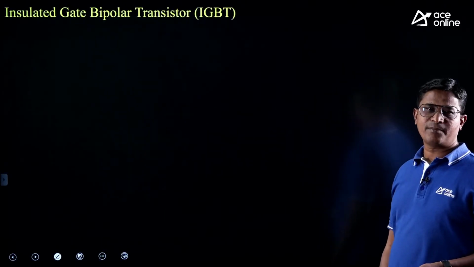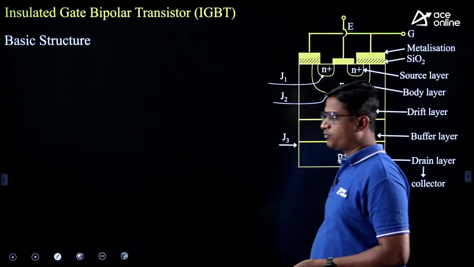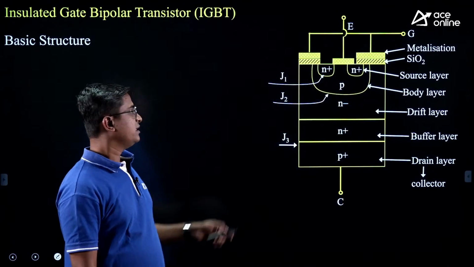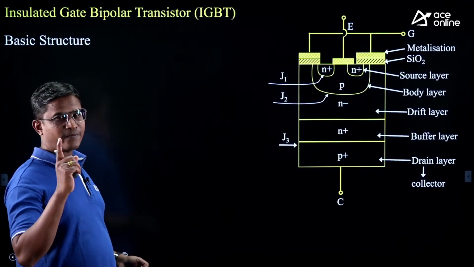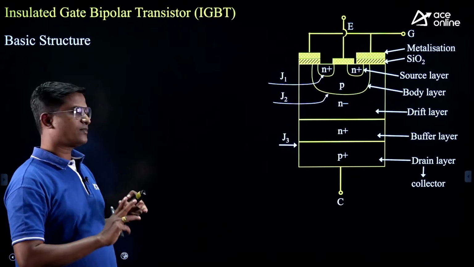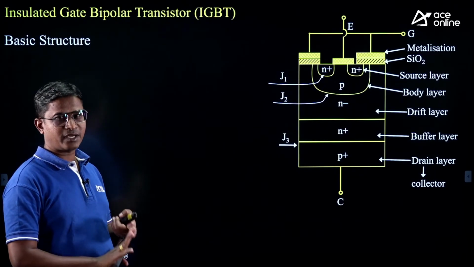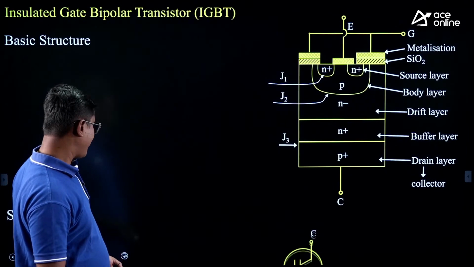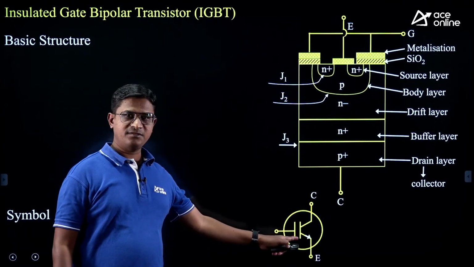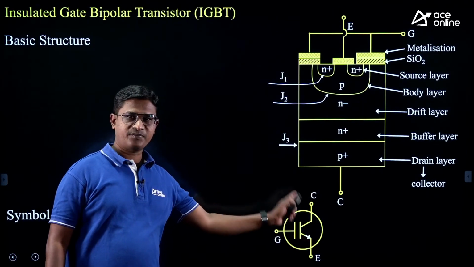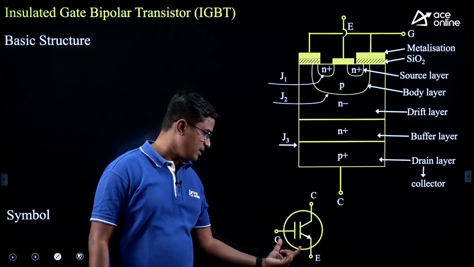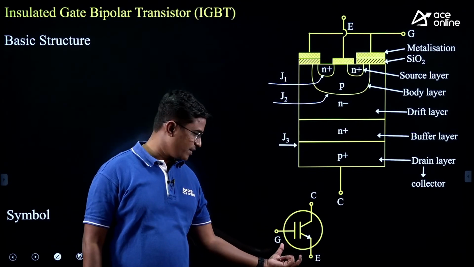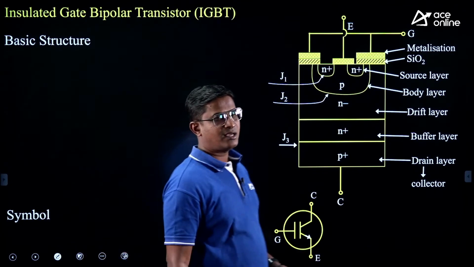IGBT, insulated gate bipolar transistor. So basic structure of IGBT. It is a 3-terminal device. 3 terminals are emitter, collector and gate, okay, right. Here it is a symbol of IGBT: gate, collector and emitter. It is a voltage control device. Which voltage controls the IGBT's operation? VGE, voltage between gate and emitter. It will control the IGBT's operation.